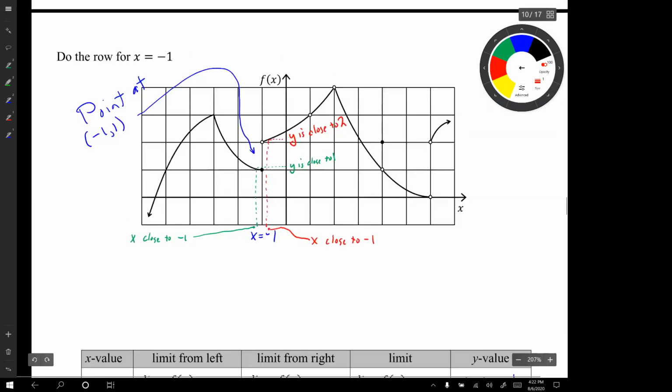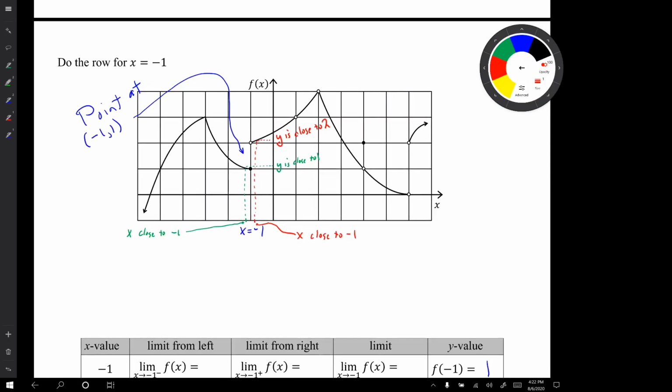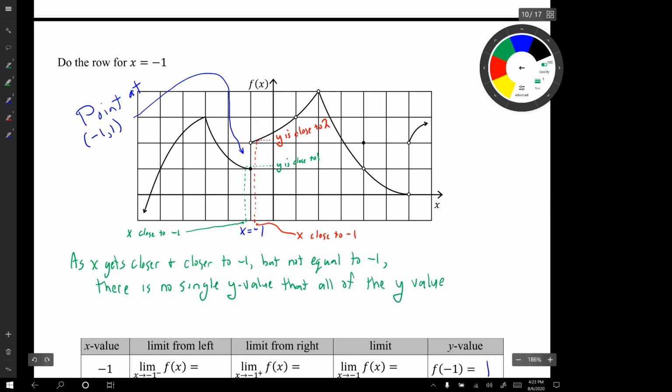So if we wanted to summarize this, there is no single y value that the y values are getting closer and closer to. So let's see if we can put that in a sentence. So as x gets closer and closer to -1, but not equal to -1, there is no single y value that all the y values are getting closer and closer to. We can't say that all the y values are getting closer and closer to 1 because they aren't. Some are getting closer and closer to 2.